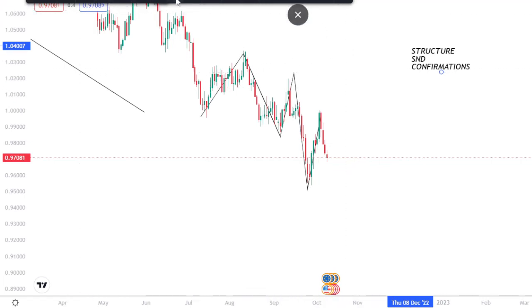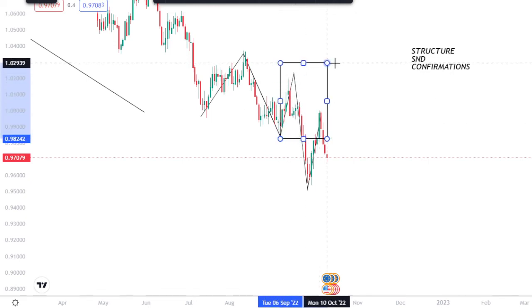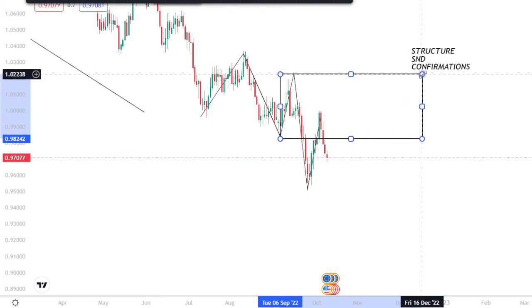We are looking for a supply or a demand. What is a supply or a demand? A last zone before this impulsive move, right? So this is our supply zone. This last move before this impulsive move, which broke this structure, right?